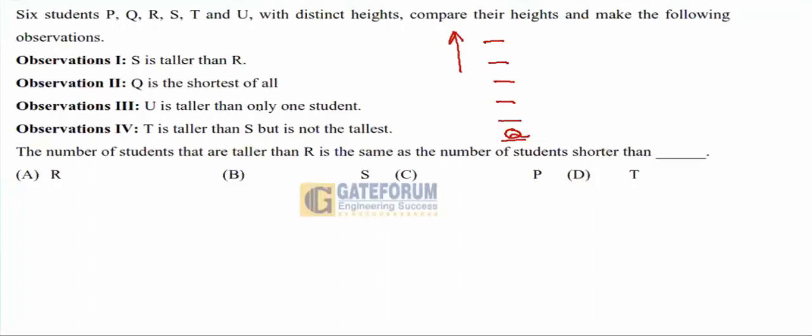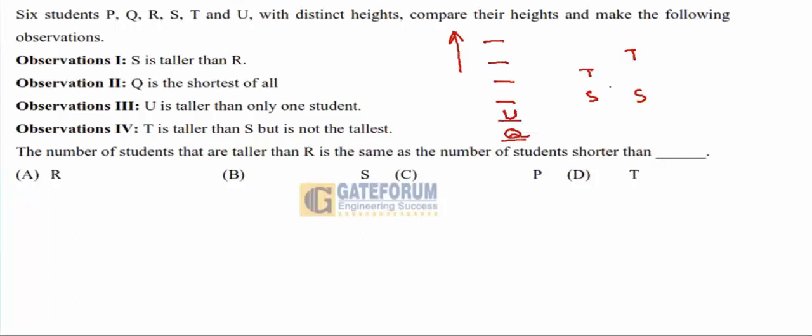They have said U is taller than only one student. It means U must be the second tallest, because he is taller than only one student. They have said S is taller than R, but I don't know where R is seated. So naturally this is right now not possible for me. So I go on to observation 4. T is taller than S, but is not the tallest. Now you see, if S were here, T could have been here, or else if S were here, T could have been here. I hope you can understand. T could not have been the tallest, so that is confirmed.